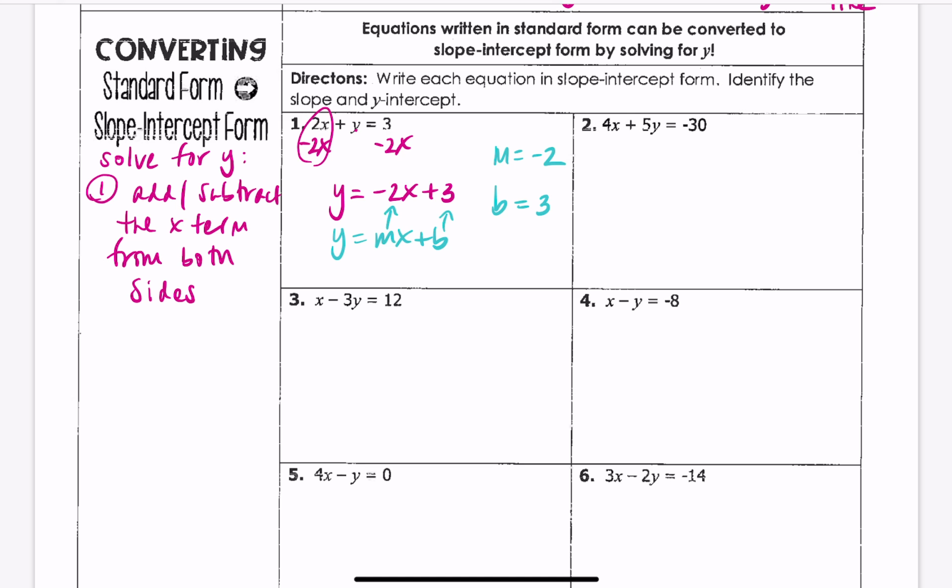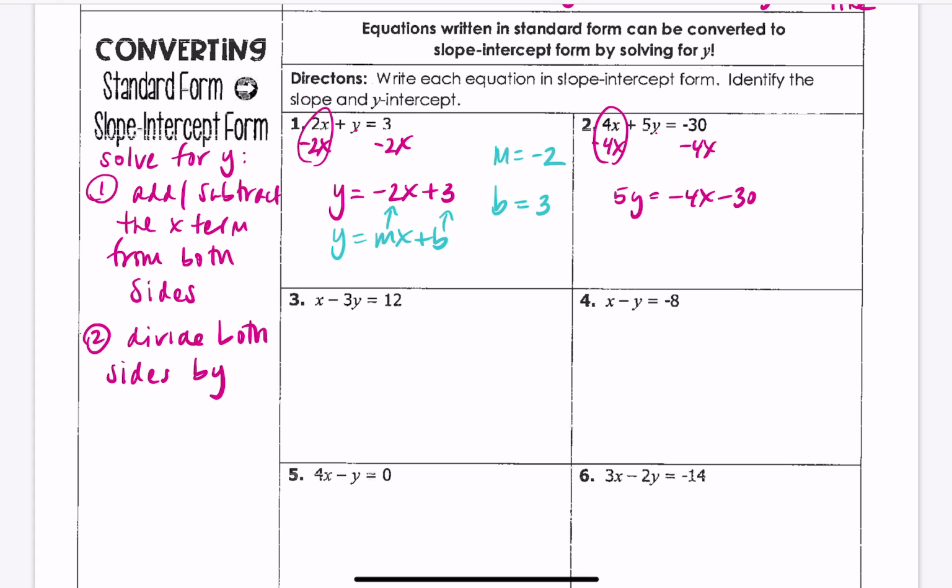So I'm going to go to that first step, solve for y, add or subtract. So here's y. I'm going to subtract 4x to get rid of the x term. I do that, I end up with 5y equals -4x minus 30. So I'm not done. So this is where step 2 comes in. If I didn't get y by itself yet, now I have to divide both sides by y's coefficient. So the number in front of y.